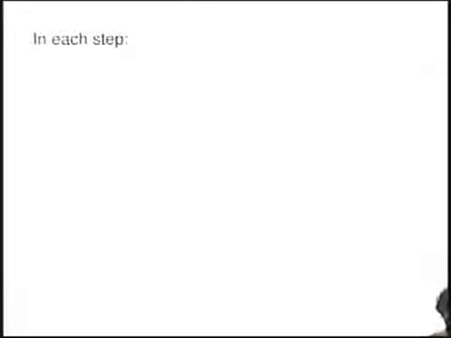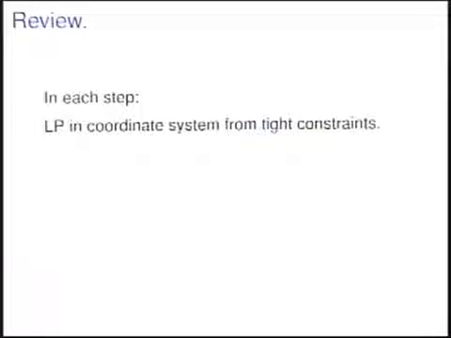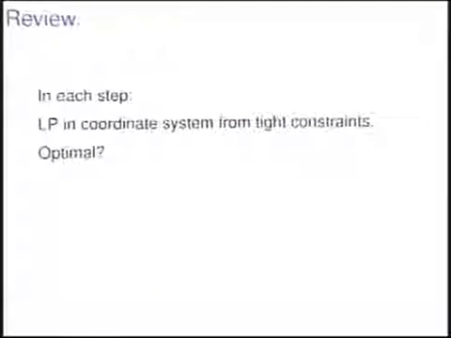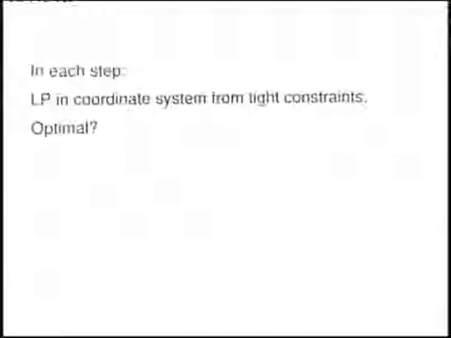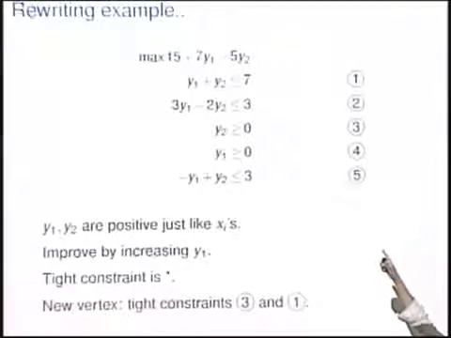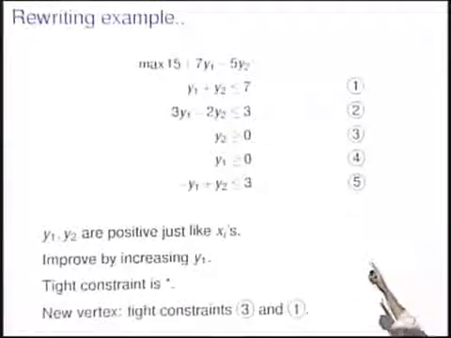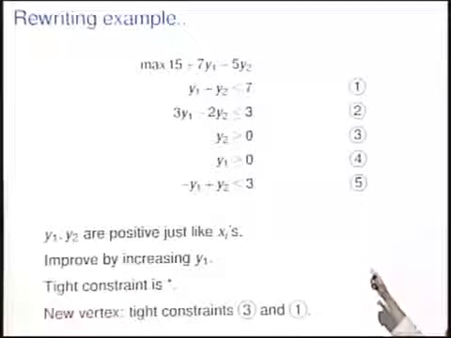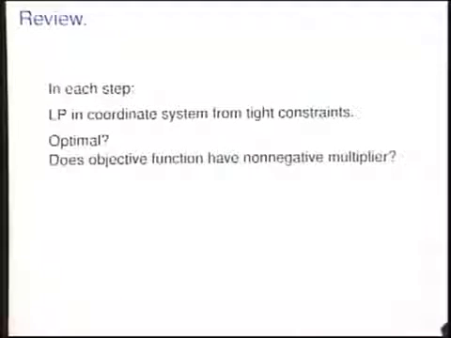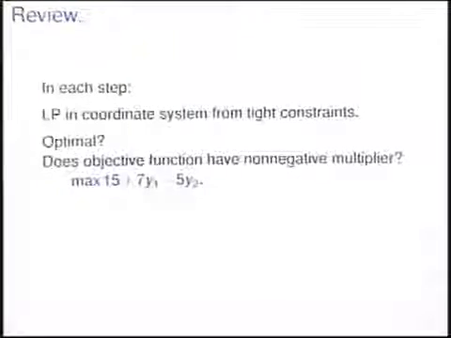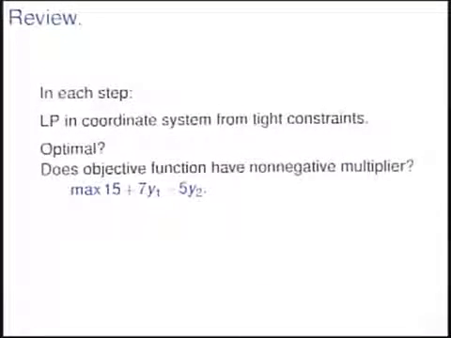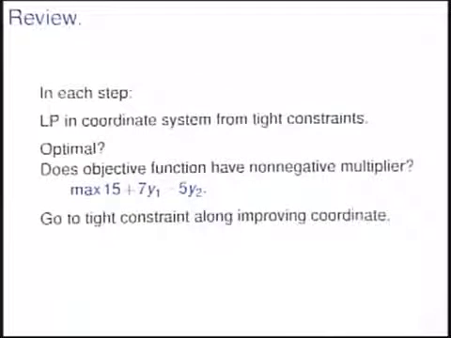Now let's review the simplex algorithm. In each step, we write the LP in the coordinate system from the tight constraints. We check if it's optimal. How do we check if it's optimal? We check our new objective function and see if all the multipliers are negative. If they're negative, it's optimal. Does the objective function have a non-negative multiplier? In this case, it was 15 plus 7y1 minus 5y2. So yes. Then you go to a tight constraint along some coordinate that improves.